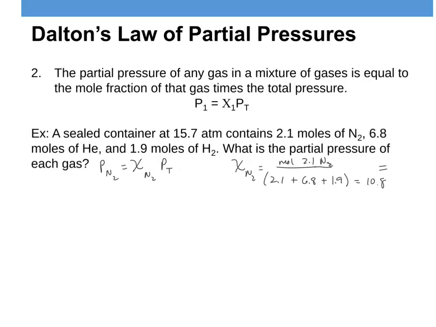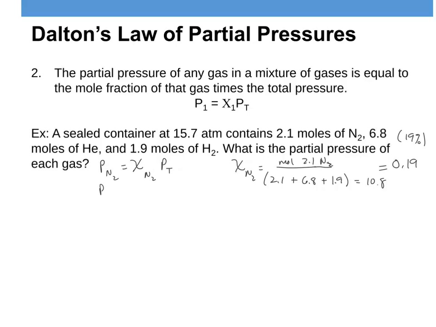And so I'm just going to divide my 2.1 by 10.8 to get 0.19. That's my mole fraction, right? Or in other words, another way you can say this is that it's 19%, right? 19% of that mixture is the nitrogen.